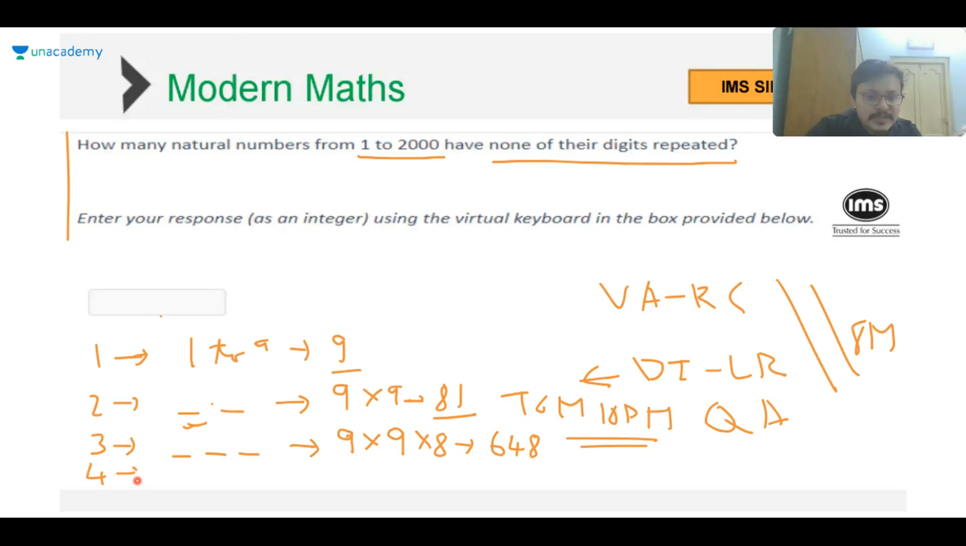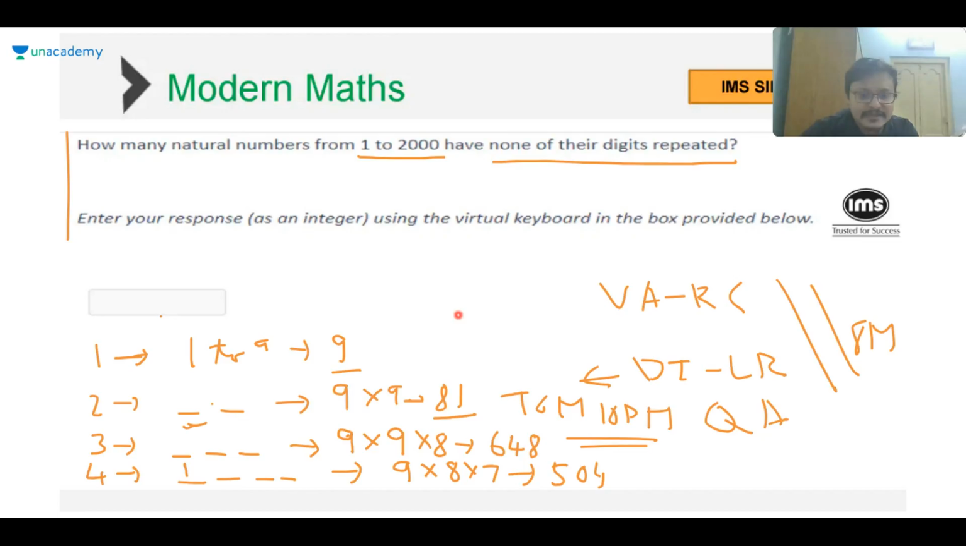What about four digit numbers? For four digit numbers, the starting digit has to be 1. Why? Because it is less than 2000. So the starting digit has to be 1. So for the second digit onwards, the number of options is 9 into 8 into 7. Why? Because you cannot have 1 anymore. And for every subsequent digit, you cannot have the previous digit either as well. So what is 9 into 8 into 7? 504.